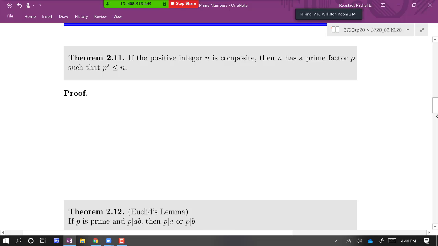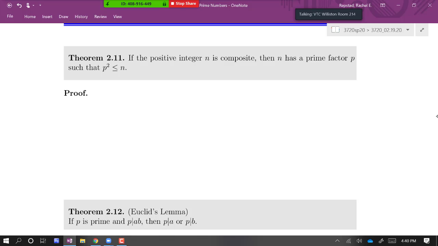If the positive integer n is composite, then n has a prime factor p such that p squared is less than or equal to n. I like this theorem. As you can see, I didn't leave a lot of room. It's pretty easy to prove. But this is a useful result because if I'm looking to factor a number, if I'm not sure if a number's prime and I'm just looking for factors, this tells me I don't have to look that far. If I'm looking for factors, I have to look for prime factors, right? If something's not divisible by 2, it's not going to be divisible by 4 or 6.